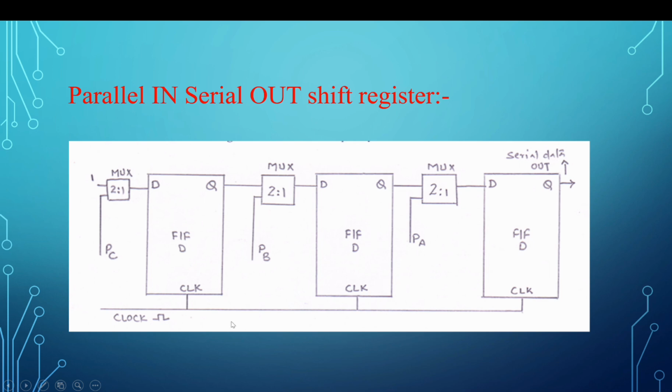Now I give the third clock. Then what will happen? PC, which was appearing at the output of the second and the input of the third, will again be transferred serially. So in 3 clocks, 3 bits are transferred serially. So this is how we transfer data serially. We give data in parallel form and using a shift register we transfer it serially. So this is how a parallel-in serial-out shift register works to transfer 8-bit data serially.